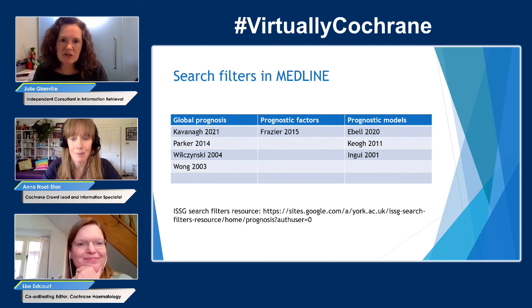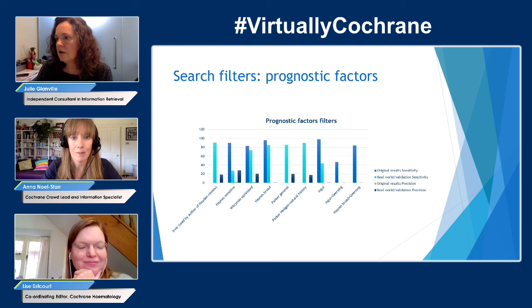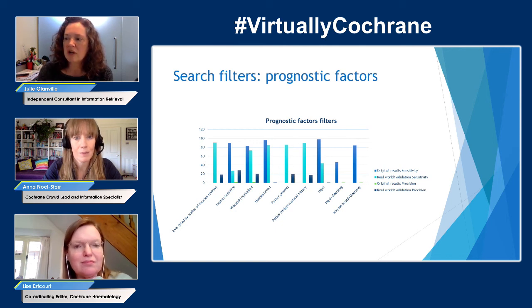The same applies to the search filters. Trying to figure out if the search filter is really finding the types of studies that you want to find is quite challenging. But this is what they say they're looking for. And you can see just from analysing the sensitivity and precision of some of these filters that, even in their own right, not many of them are performing well at the levels we would want for filters for systematic review purposes.